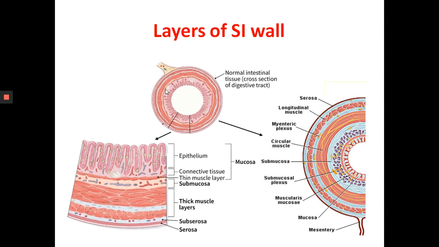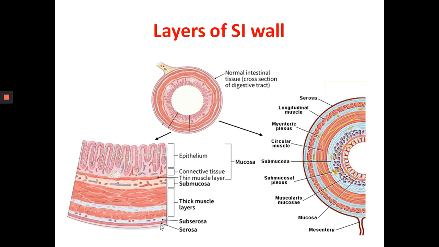The layers of the small intestine. As in the previous parts of the gastrointestinal tract, the small intestine also contains layers like the serosa. Serosa is the outermost layer, and consists of mesothelium and epithelium, which encircles the jejunum and ileum and the anterior surface of the duodenum. The posterior surface of the duodenum is retroperitoneal. That is, it stays behind the peritoneal membrane.